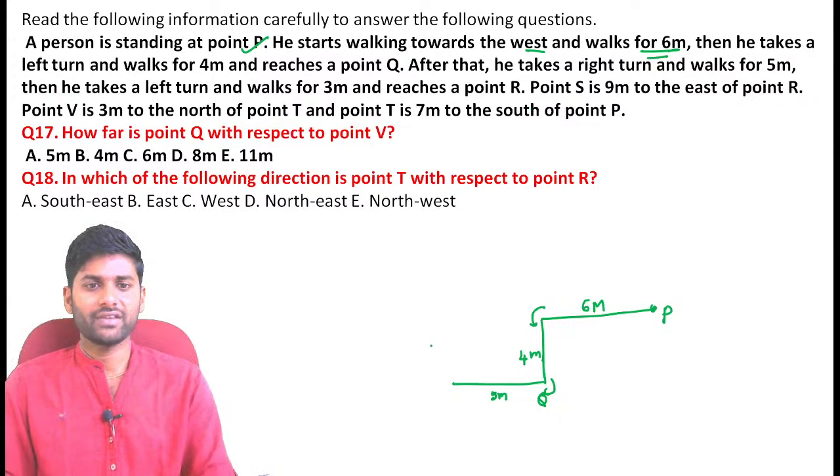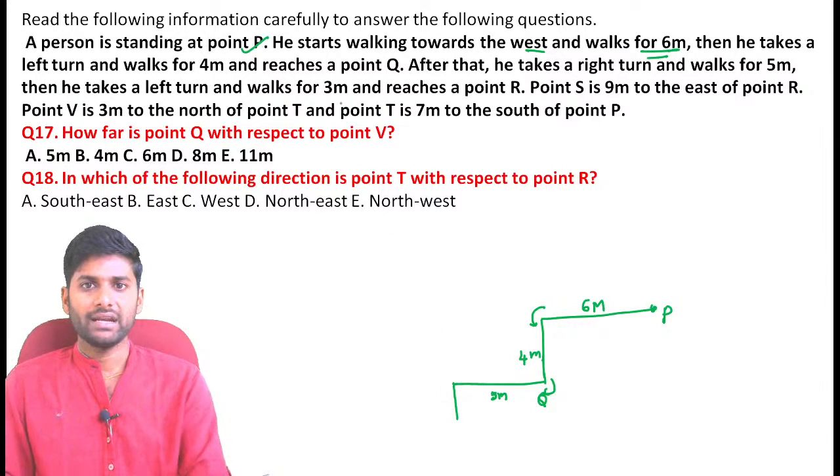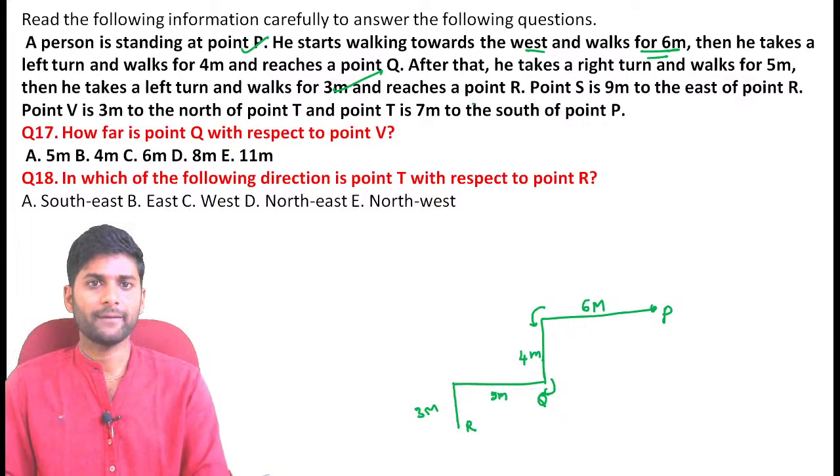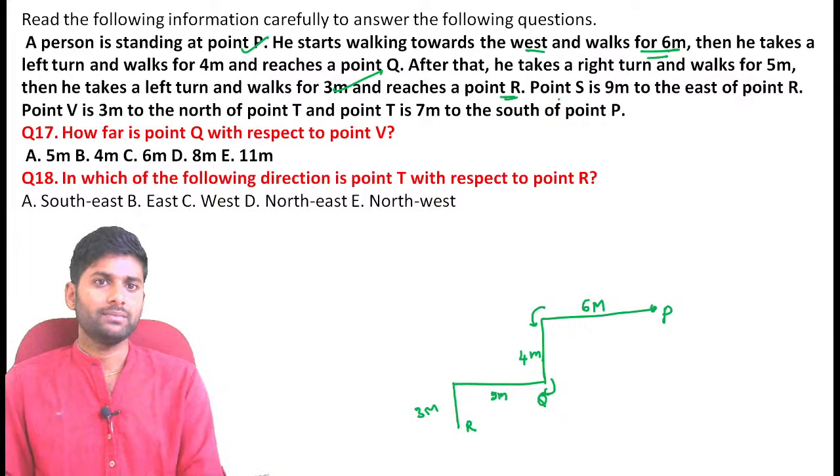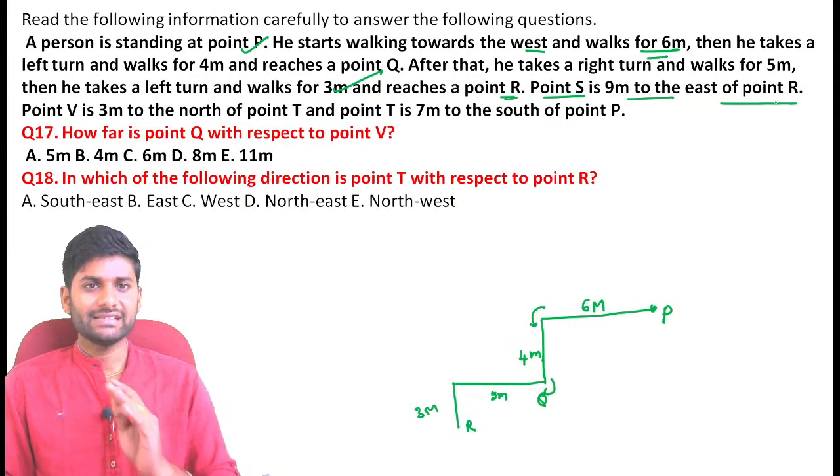And again he takes a left turn, guys. Again he takes a left turn means again he was traveling downwards. And he travels 3 meters and reaches point R. Next, point S is 9 meters east of R, guys. So S is the east of R.